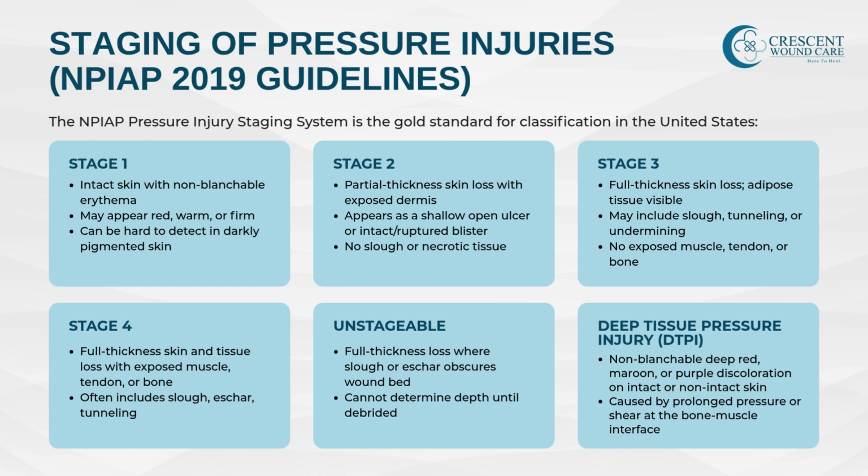Deep tissue pressure injury, DTPI, appears as a persistent dark red, maroon, or purple area under intact skin. Indicates deeper damage beneath the surface, often from shear or intense pressure. Accurate staging requires good lighting, knowledge of wound tissue types, and ongoing reassessment as the wound evolves.